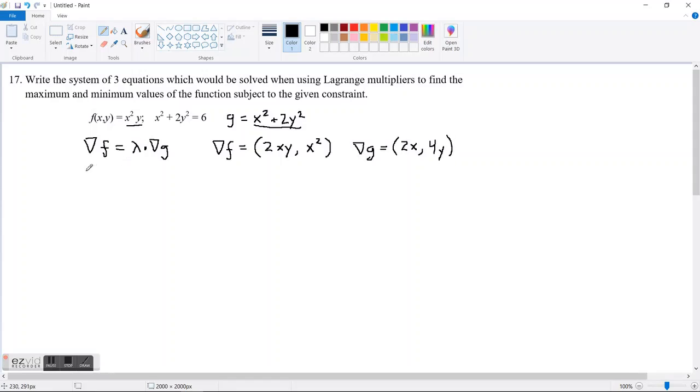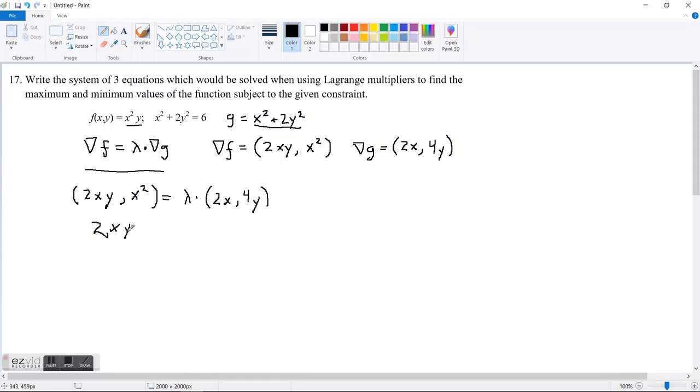And writing down the Lagrange equation here, these two vectors are parallel to one another at critical points, so one is a scalar multiple of the other. We call that scalar factor lambda for Lagrange, and it's just a number multiplying the gradient of the constraint function. So this gives us some scalar equations.